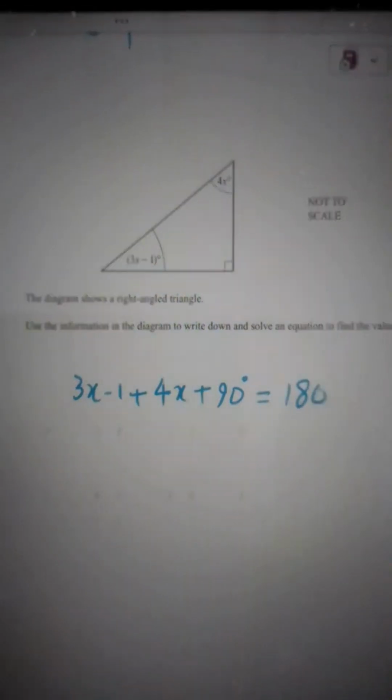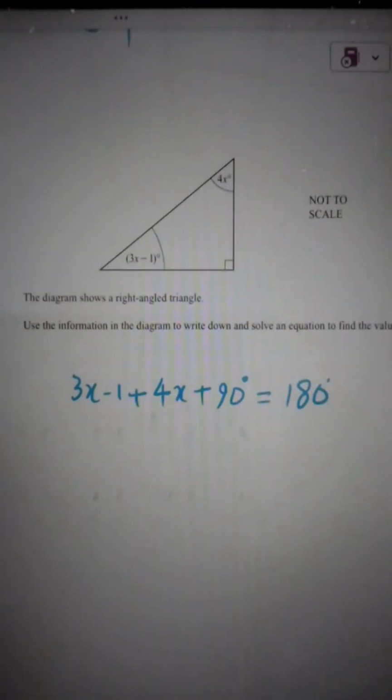Here, what is the statement? The diagram shows a right angle triangle. Use the information in the diagram to write down and solve an equation to find the value of x. So it is very simple. We know that the sum of angles of a triangle is 180. So 3x minus 1 is one angle, 4x is the other angle, the third angle is 90 degrees. All these angles sum to 180 degrees.